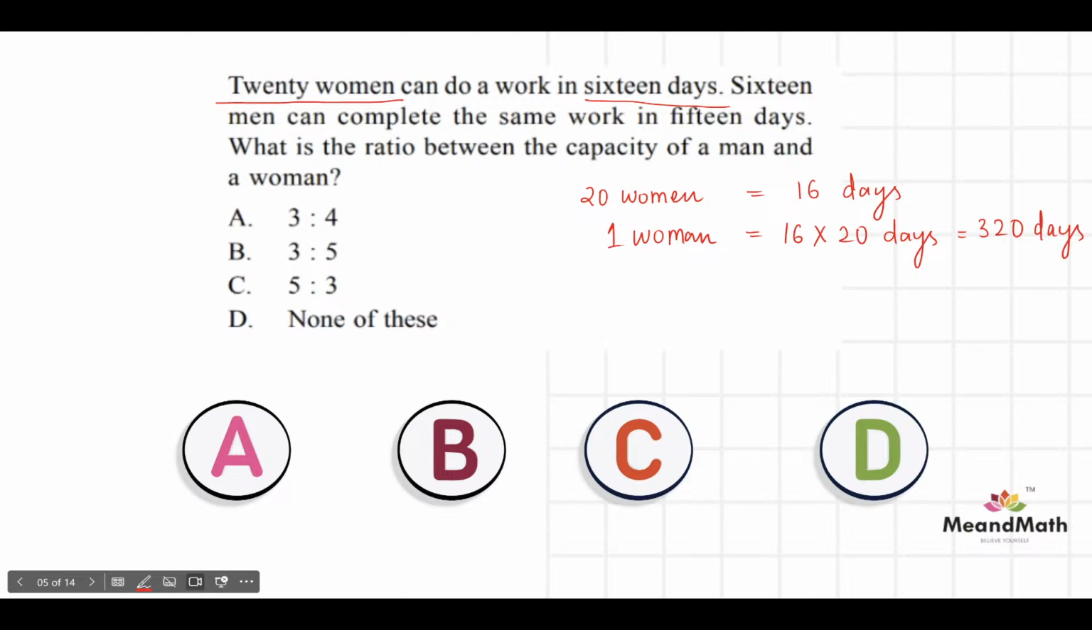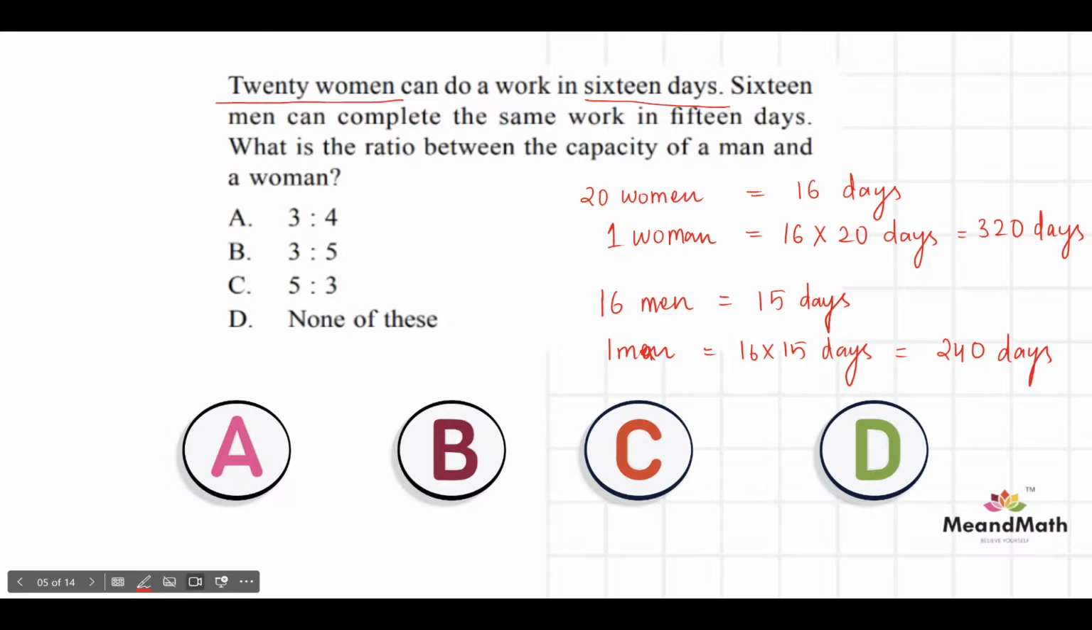Now let's go for the men. 16 men are working together and finishing the task in 15 days. One man will finish the task in 16 times 15 days. What is 16 times 15? 240 days. Did you get the same? Just check it once. This is what we've got.